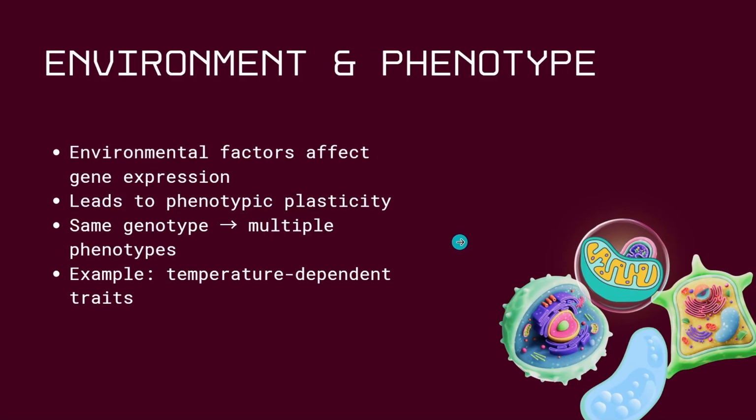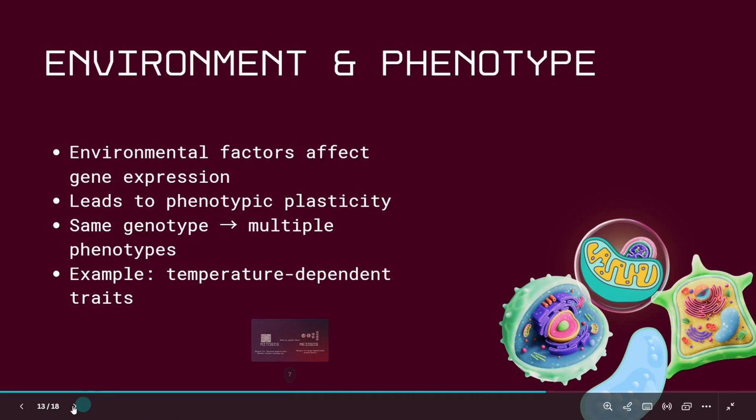And there's environmental effects on gene expression. Okay, so here, some environmental factors can affect gene expression. So the same genotype can give different phenotypes depending on temperature, nutrition, light, and stress. Some examples are temperature-dependent sex determination in reptiles.